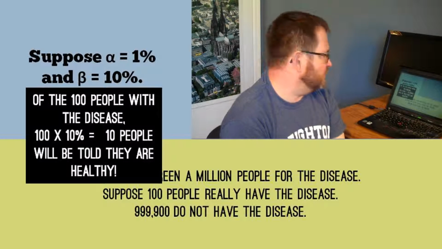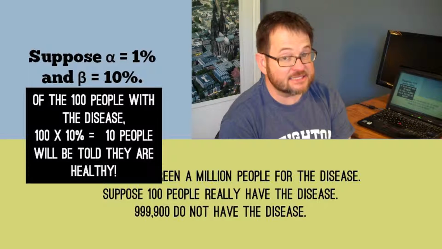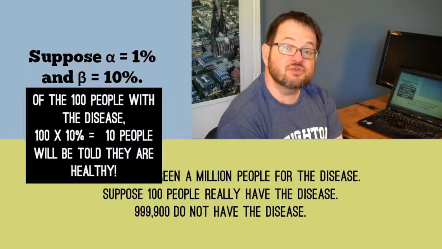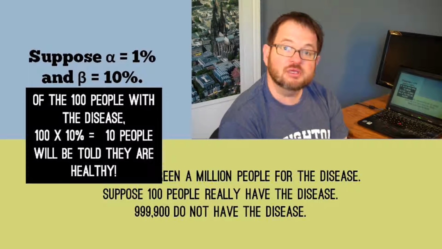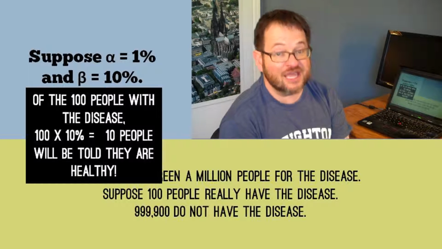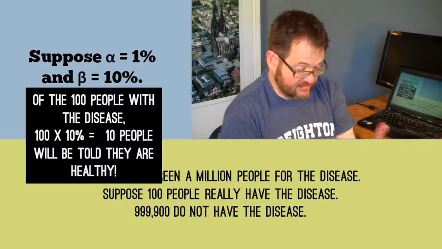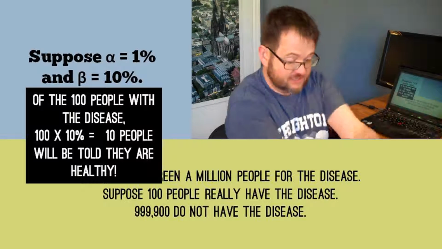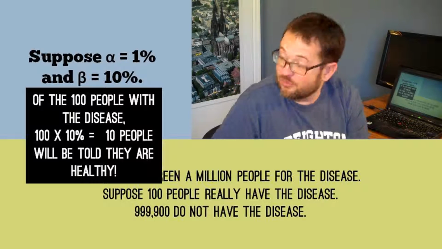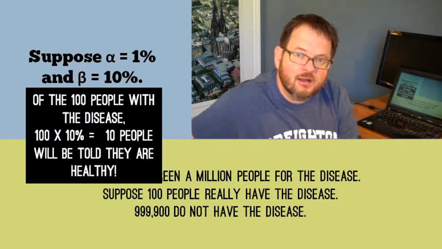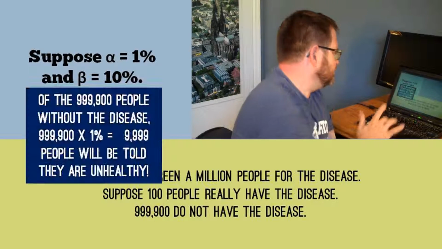We're going to test 1 million people, and of the 100 people who actually have the disease, there's a 10% chance of a type 2 error, so 100 times 10% is 10 people. Of the 100 people out there who actually have the disease, I don't know which ones they are until I test them. I find 90 of them, and I say, you are sick, go get the treatment. But 10 of them are people I told were healthy, and I don't know which 10 they are. Oh, that makes the doctor very unhappy.